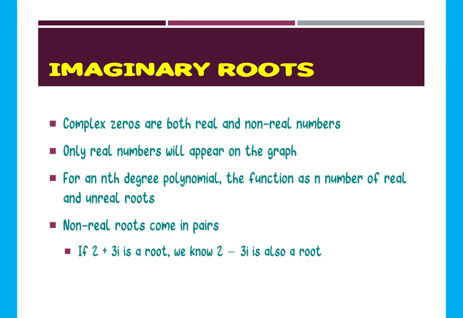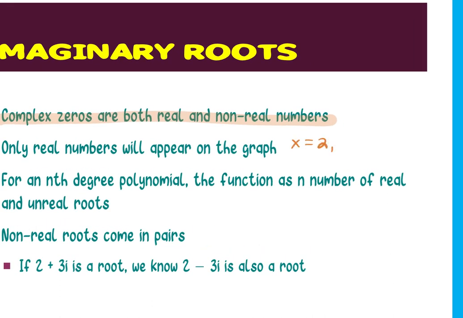All right, imaginary roots. Complex zeros are both real and non-real numbers. A complex number could just be a real number, but complex can also include non-real or imaginary numbers. These are your i's. Only real numbers will appear on the graph. So if I end up with answers to an equation that say x equals 2, 3, and then 4i and -4i, I'm only going to see 2 and 3 on my graph. I will not see 4i and -4i because they're imaginary and your graph is real.